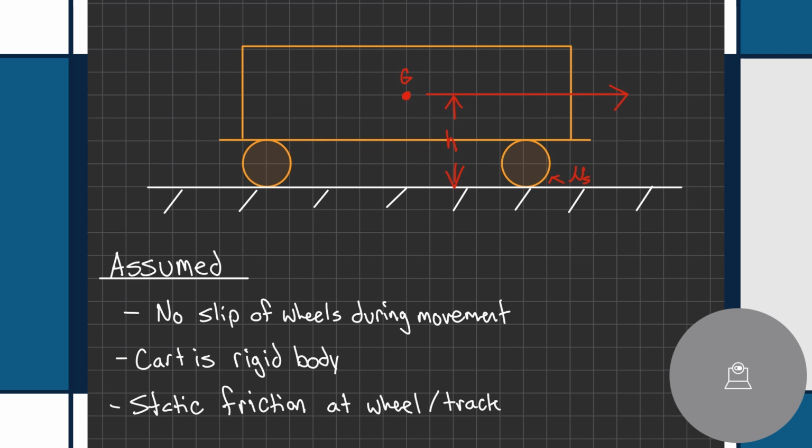And as you can see in the diagram above, we have our center of gravity, with h representing the height between the ground and the center line of the center of gravity. And then we have some static friction along the wheels, not just on the front one, but on both.